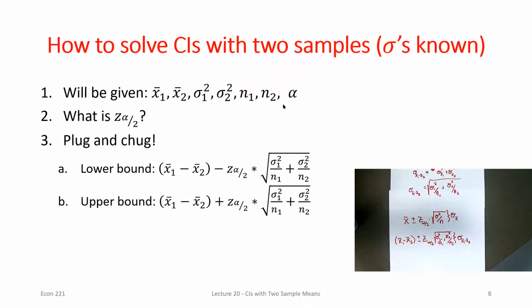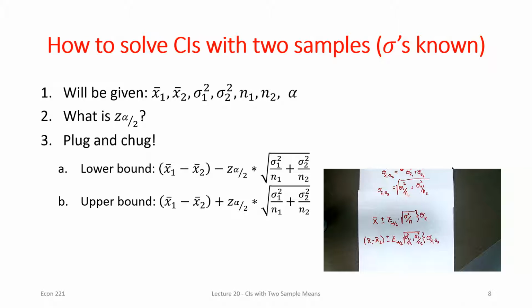So what are the steps going to be? They look exactly the same as what we were doing before with one population. It's just that now we have double of everything, right? Now we've got two sample means because we want to find the difference in them. So we need two population variances and two sample sizes. We're going to be usually given alpha.